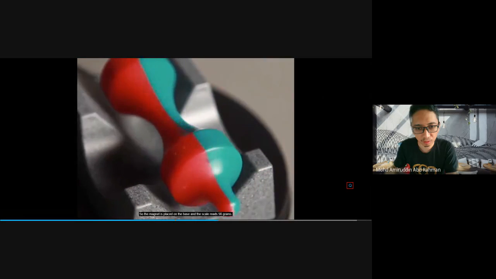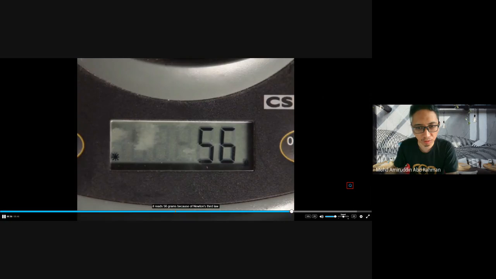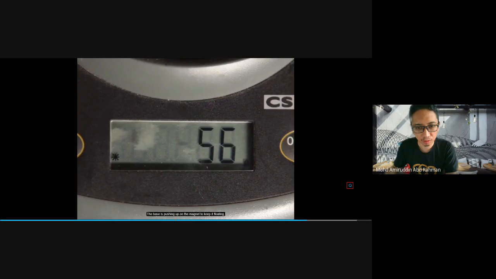So the magnet is placed on the base and the scale reads 56 grams. Now the scale doesn't read 0, it reads 56 grams because of Newton's third law. The base is pushing up on the magnet to keep it floating, but at the same time, the magnet is pushing back down on the base with the same amount of force.